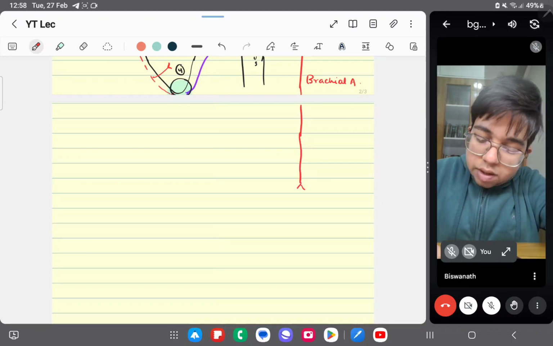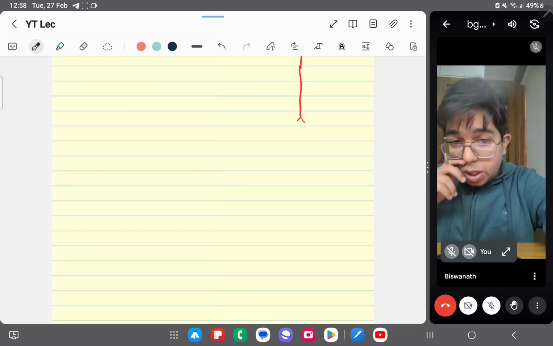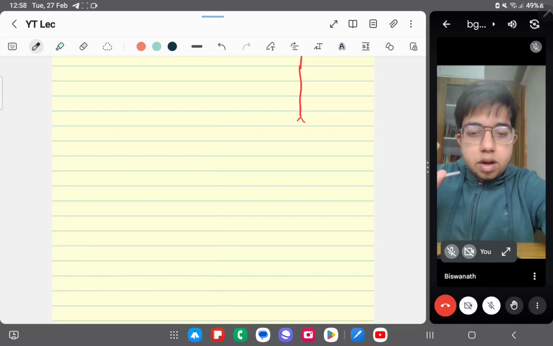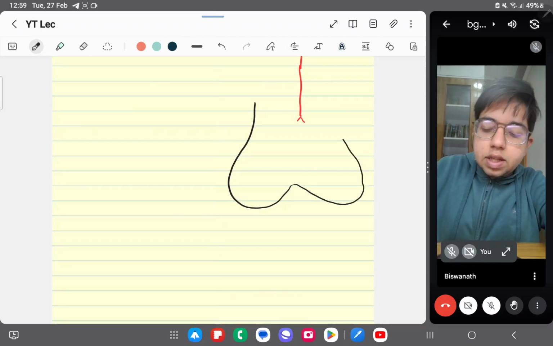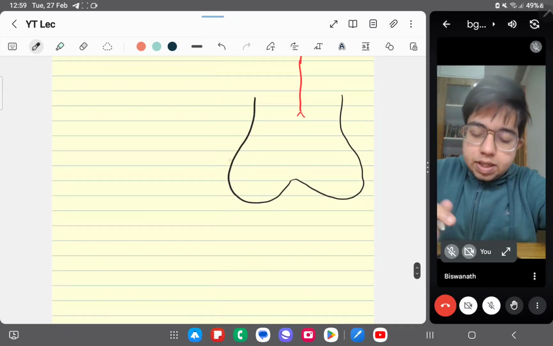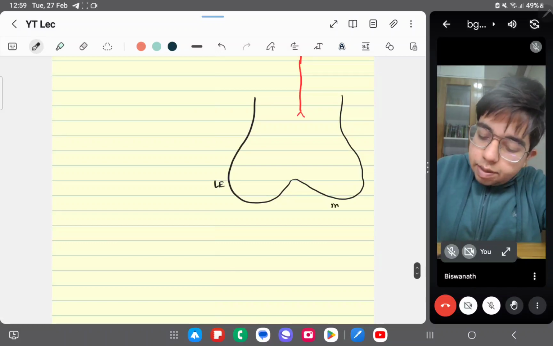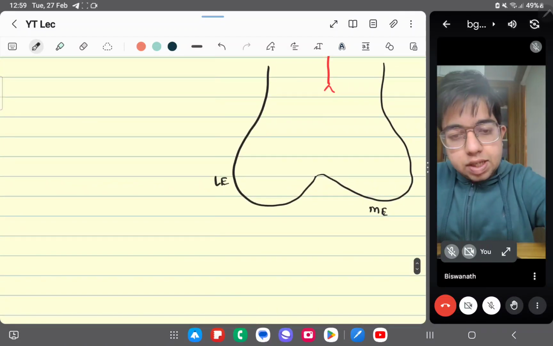Let me draw the lower end of humerus. You can draw it like this. This is the lower end of humerus. This is the lateral epicondyle. This is the medial epicondyle. So basically now we are into the elbow anastomosis part.